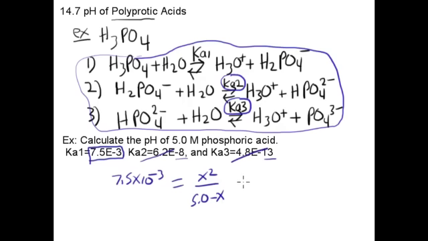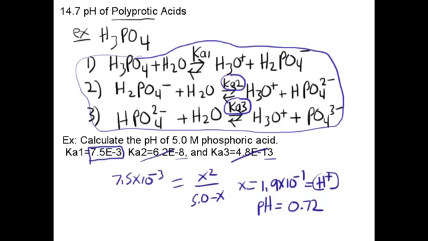Solve for x. When you solve for x, you wind up with 1.9 times 10 to the negative first. That is equal to your H plus concentration. Then you take the negative log of that to get your pH, and pH in this problem is equal to 0.72. So if you need more practice with that, you can try it, but the new thing is that even with all those Ka values, only the first one is important.